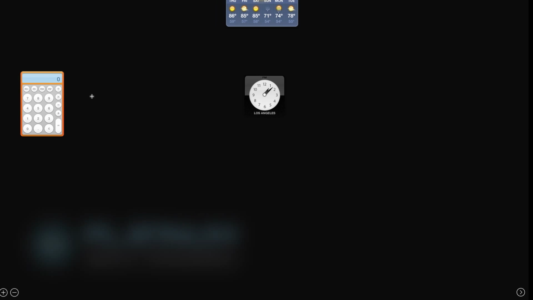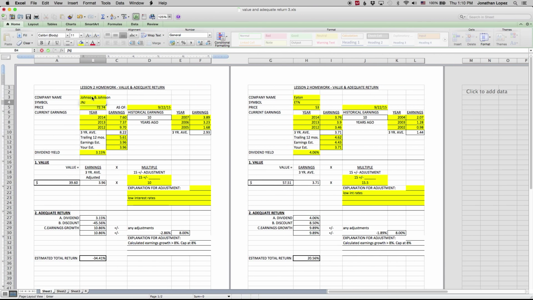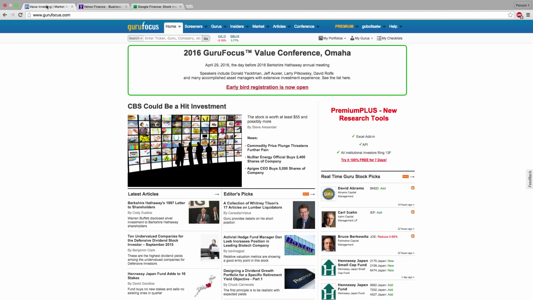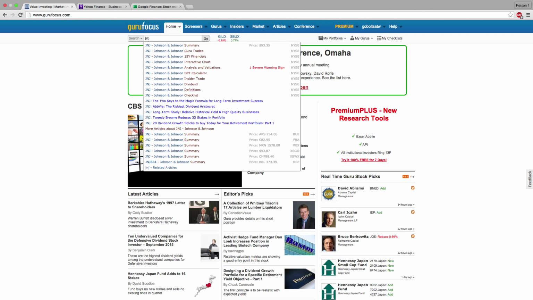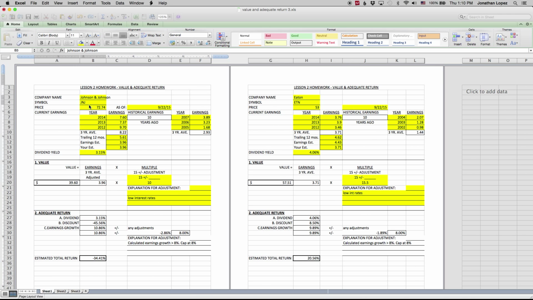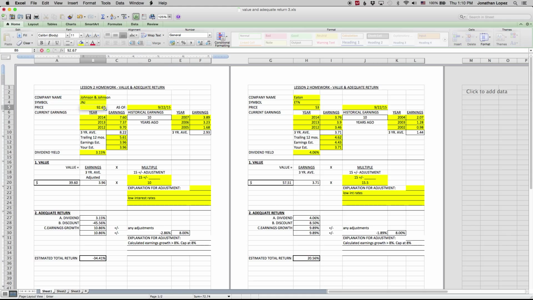Okay, so first of all I'm going to go to GuruFocus. Okay, I'm going to put in my symbol JNJ. Okay, so I get the price of $92.67, so I'll just put that in here, 92.67, and today is October 1st. Okay, so let's look at the last 3 years' earnings.